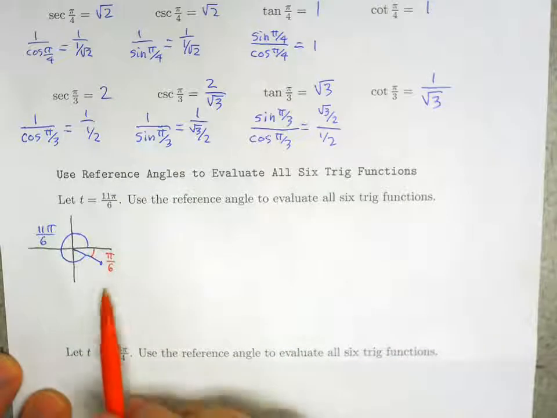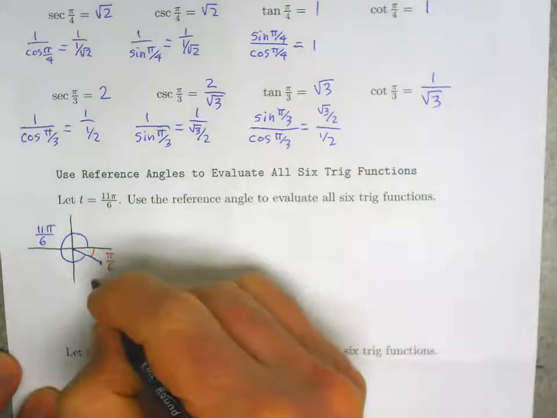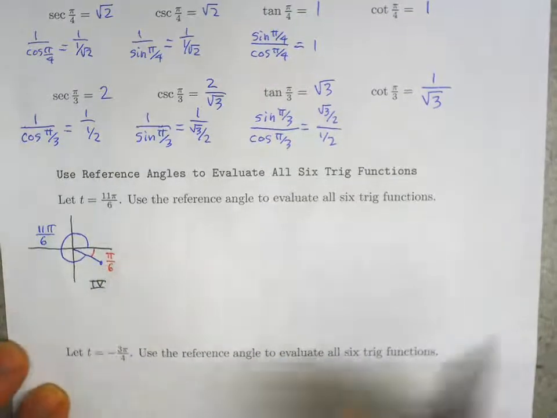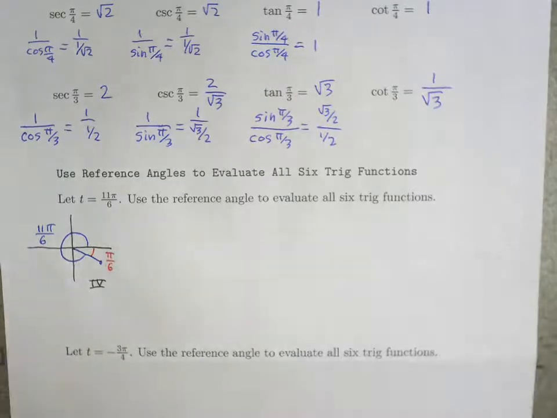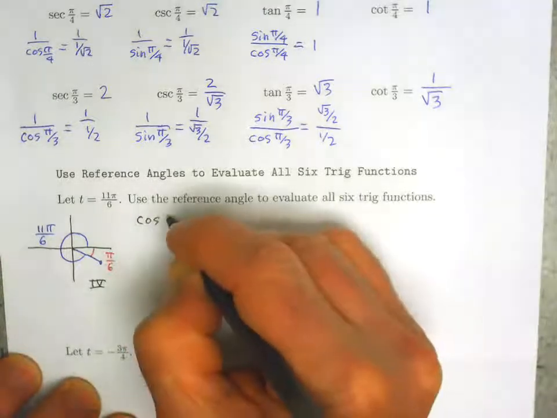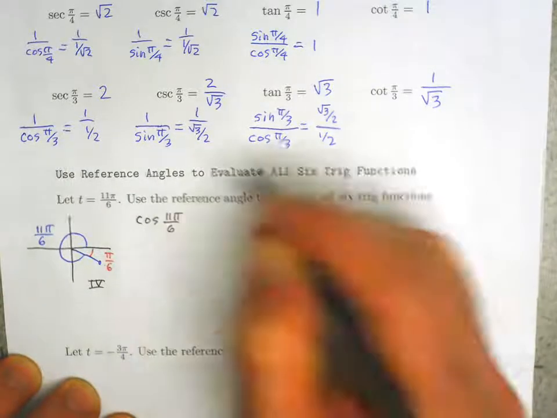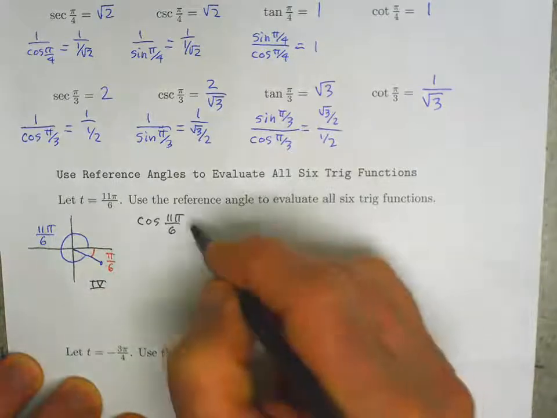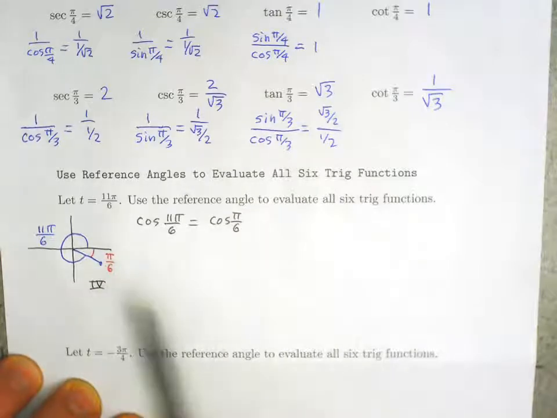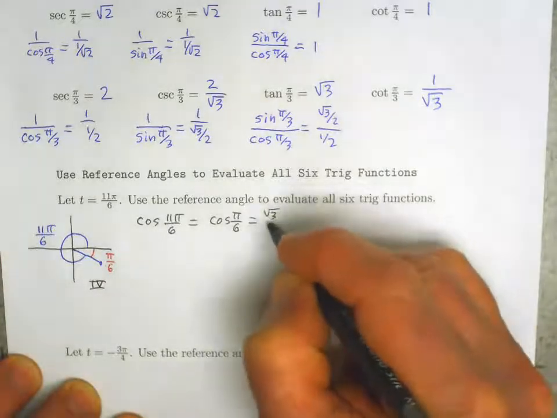The terminal side is in the 4th quadrant, and so cosine is positive, sine is negative, and then we can determine the signs of the other 4 functions just by knowing what the sign of sine and cosine are. So we'll start with cosine of 11 pi over 6. That's equal to cosine of pi over 6, which is the square root of 3 over 2.